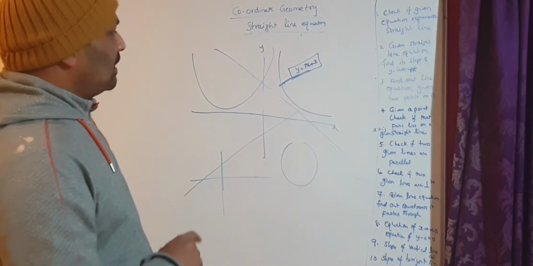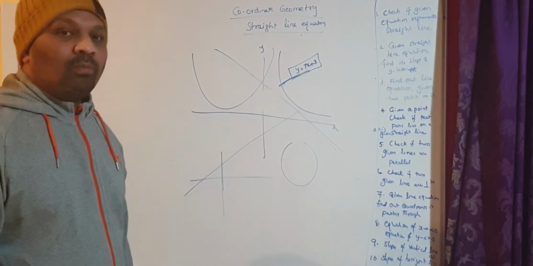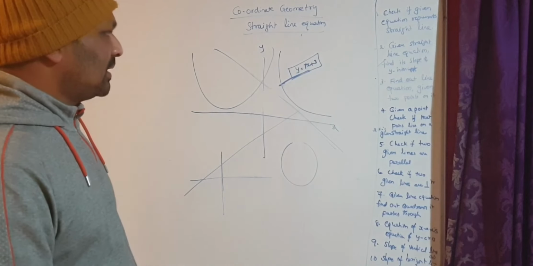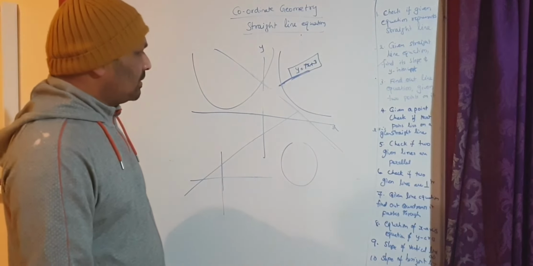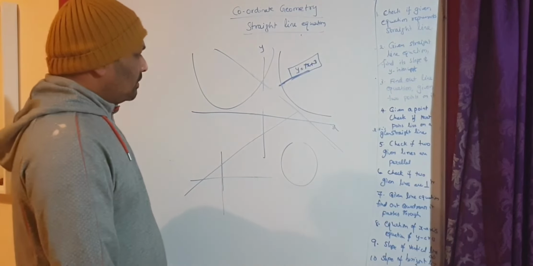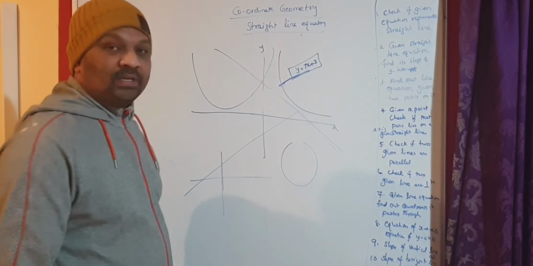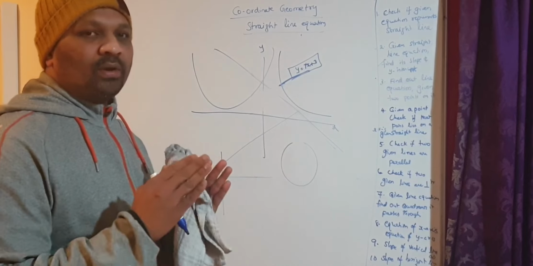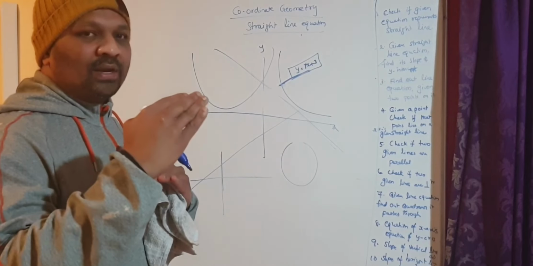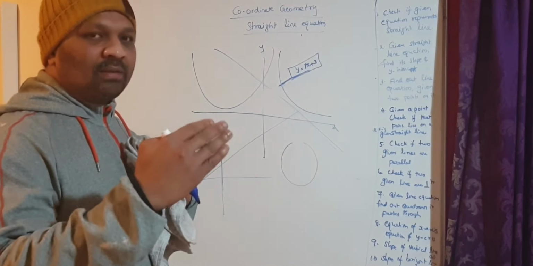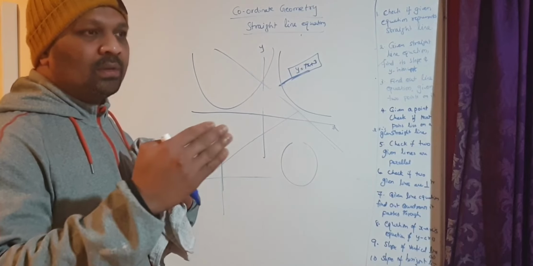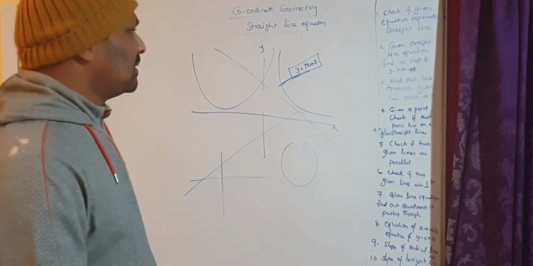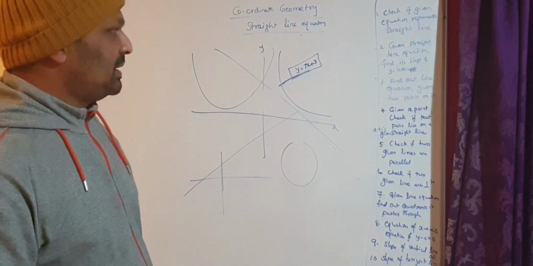In the next video we will check, if two lines are given, at what point they are going to meet. That is something we will learn in the next video. And how do you represent a line segment? A line equation is given, but if you want to represent only some portion of that line, it becomes a line segment. How you represent that line segment is something that we will learn in the next video.